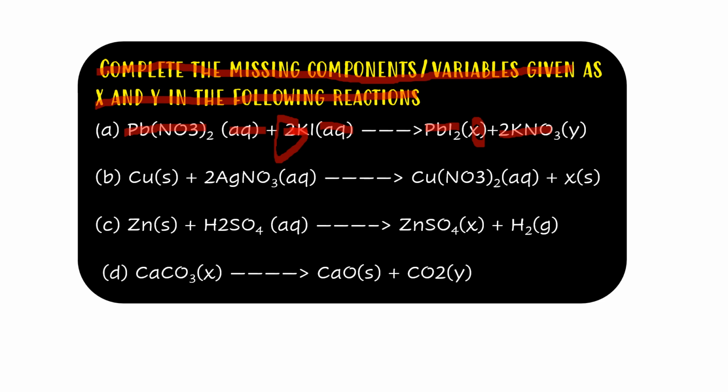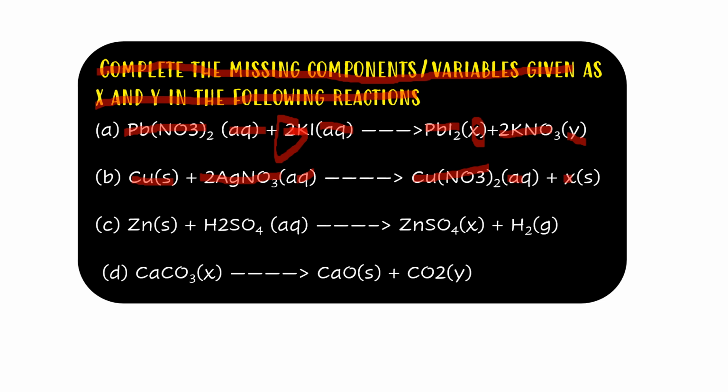On the other hand, KNO3, potassium nitrate, is in aqueous form. Our second reaction goes with copper in solid state with silver nitrate, that is AgNO3 whole twice in aqueous form. After the single displacement reaction, copper being more reactive than silver replaces silver from silver nitrate and forms copper nitrate in aqueous form.